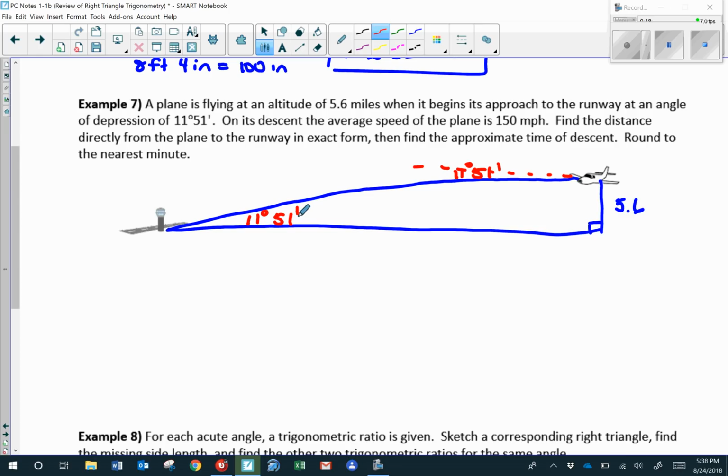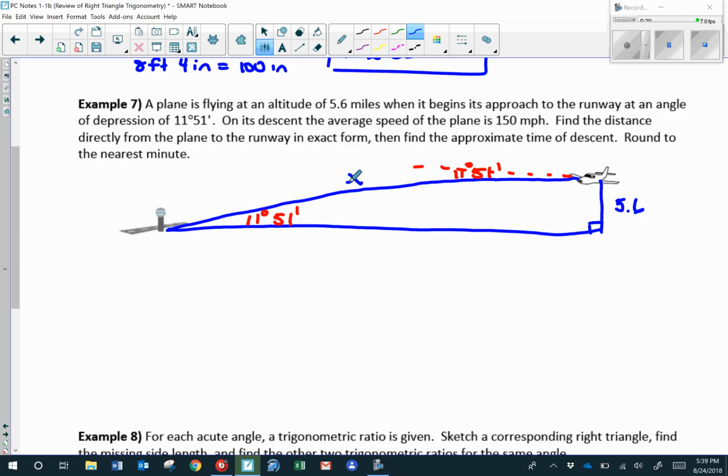And then the thing that we're looking for in this problem is the distance directly from the plane to the runway. So if I go directly from the plane to the runway, that's that angled distance right there. That's going to be the hypotenuse of the right triangle.